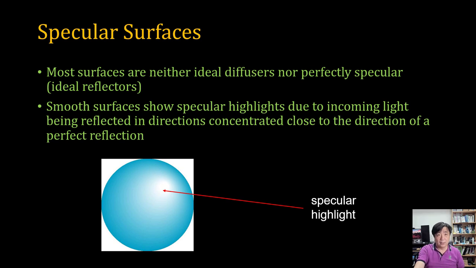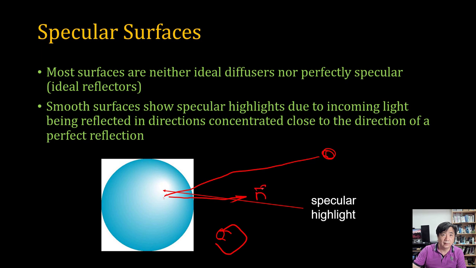Specular is, as I already explained, the very shiny part of a smooth surface. It looks shiny because our eye or camera is located here, and the light from the light source reflects off the surface of the object in the opposite direction of the normal vector, then goes to the camera or our eye, and we feel that it is a shiny part.